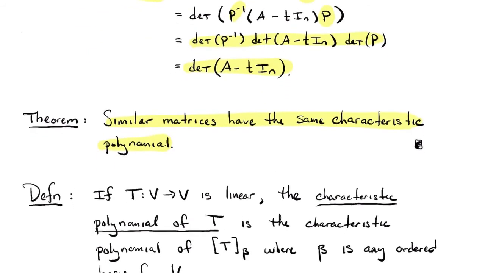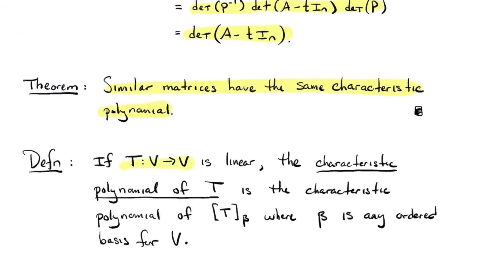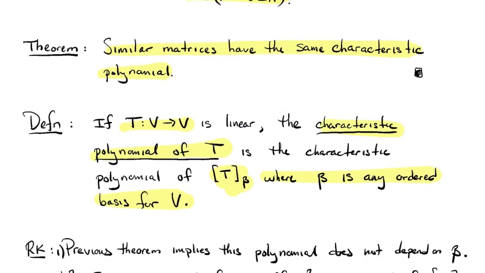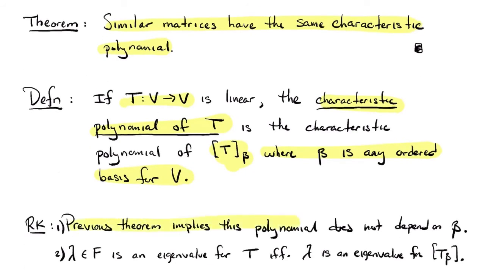Well, if you have an operator T, if you write its matrix in two different bases, those matrices are similar. So I'm going to define the characteristic polynomial of T to be the characteristic polynomial of the matrix of T in basis beta, where beta is any ordered basis. And the theorem that we have written above says that that characteristic polynomial doesn't depend on beta. If you use a different basis than me, we'll have different matrices, but they're similar. So they'll have the same characteristic polynomial. Okay, important fact.